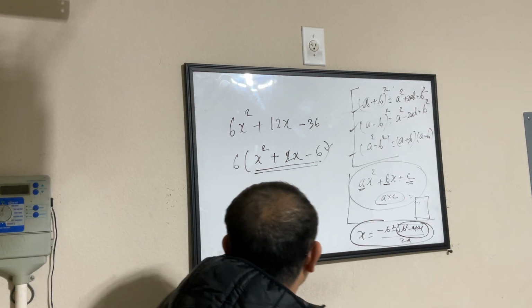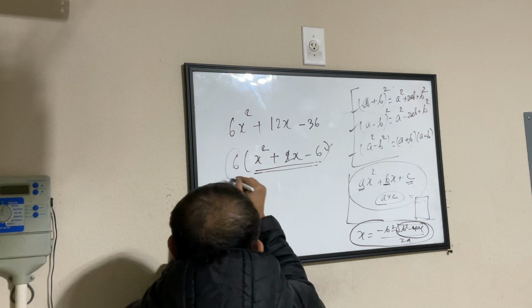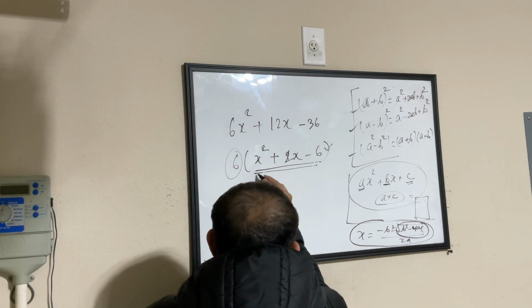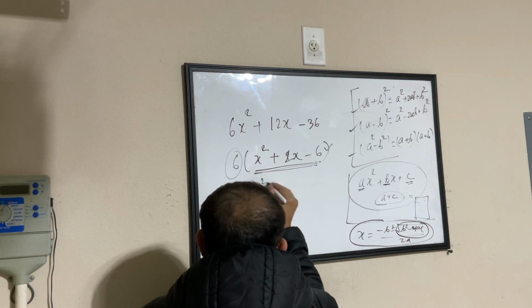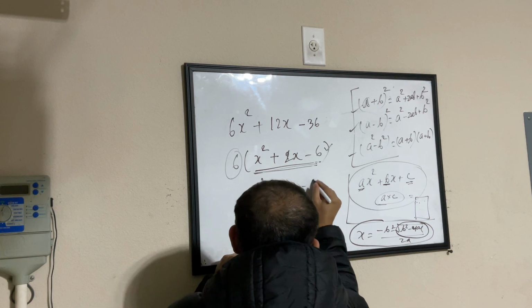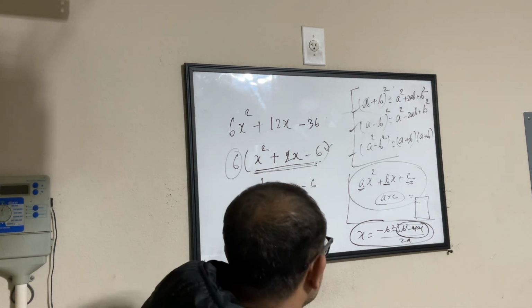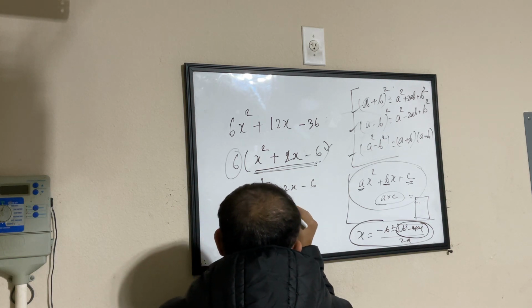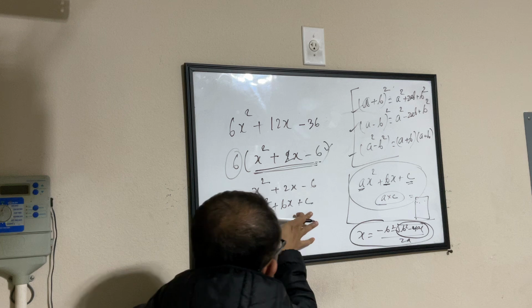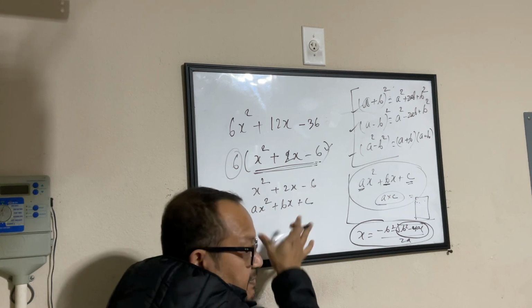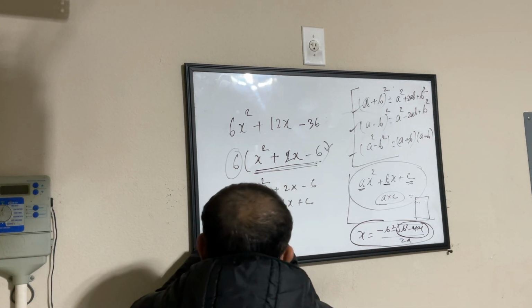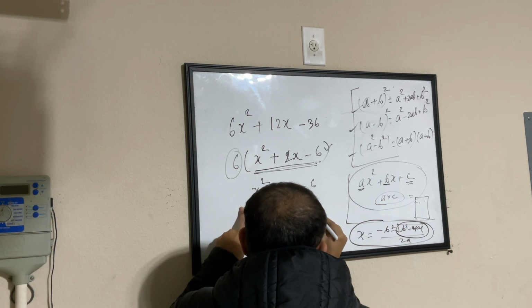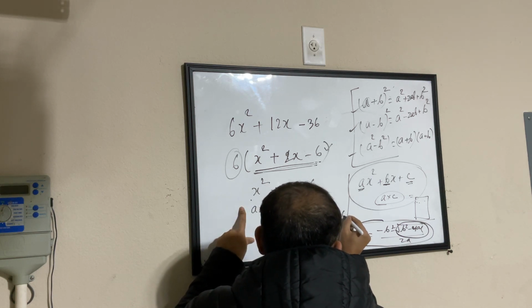Now for grouping, again, 6 I will take it out. That I don't want to worry about. I've just taken the common thing out. Now my expression is this, x squared plus 2x minus 6. What I want to do here is compare this with my standard form of the quadratic expression and see what my a and c are. My a times c is nothing but minus 6 into 1, which is minus 6.